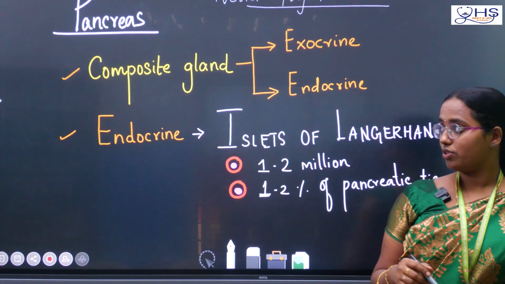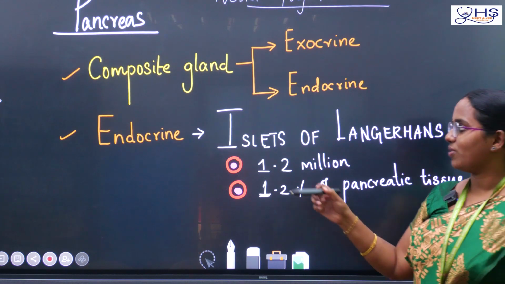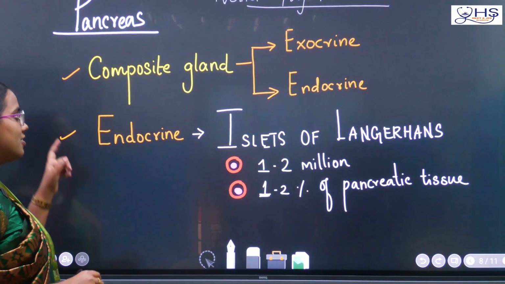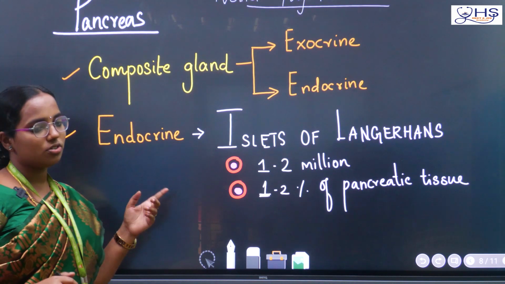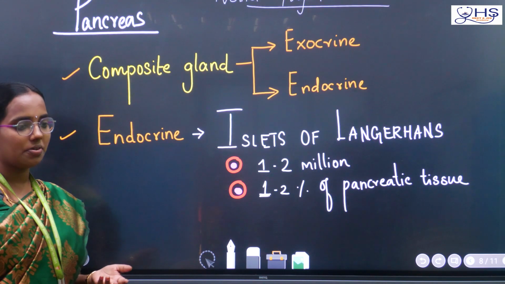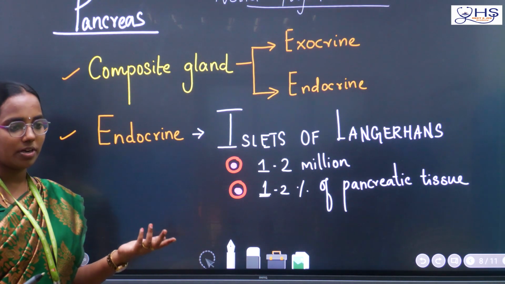In this video, we are going to discuss what the pancreas is. Pancreas is an example of a composite gland. Composite is the opposite of the word simple. Simple means there is only one part. Composite means it is comprised of so many parts.